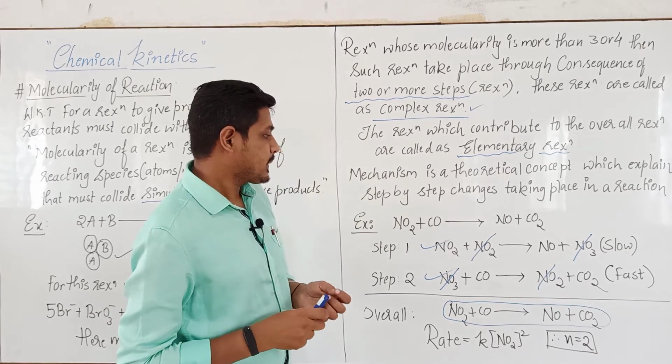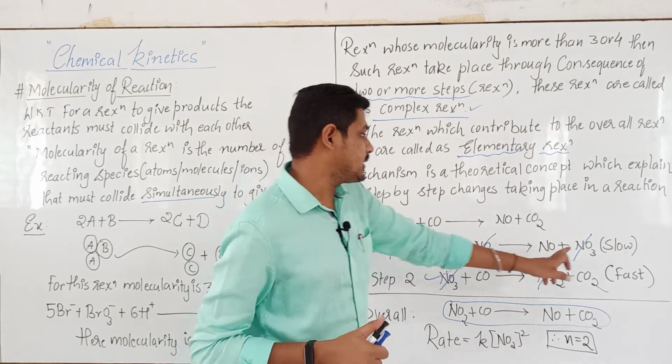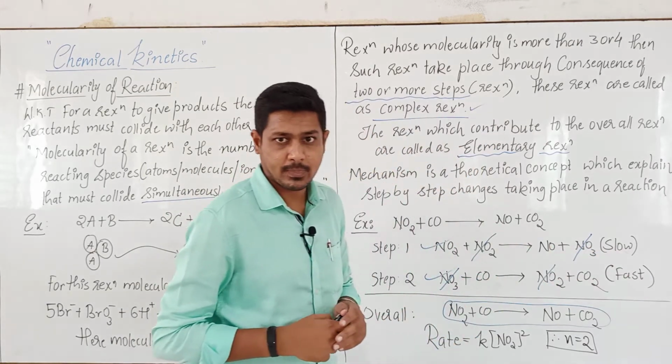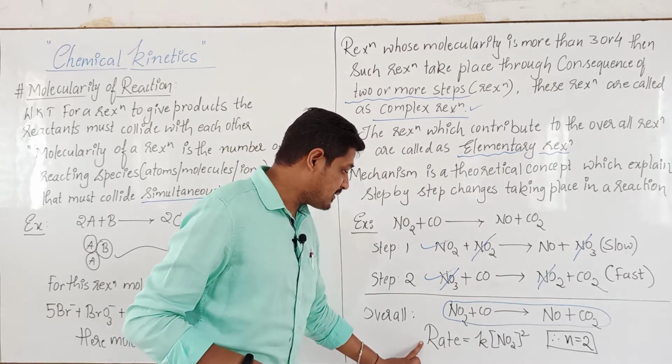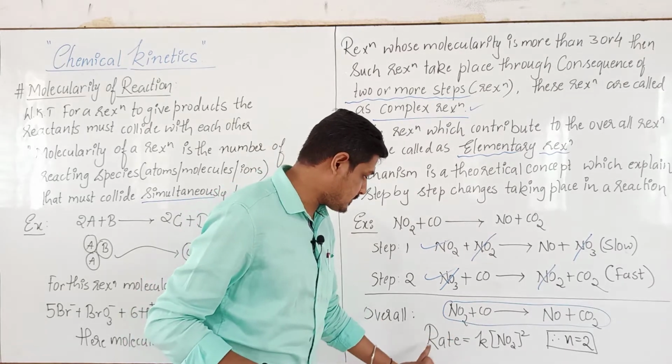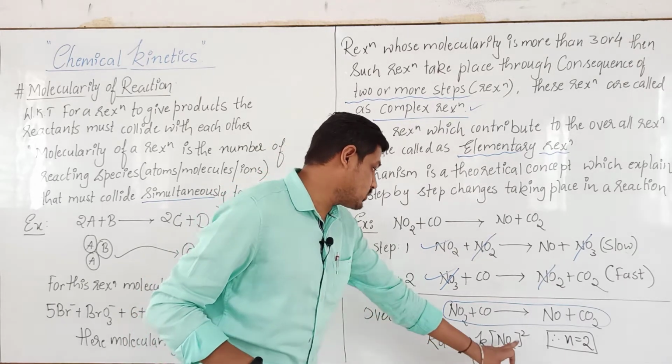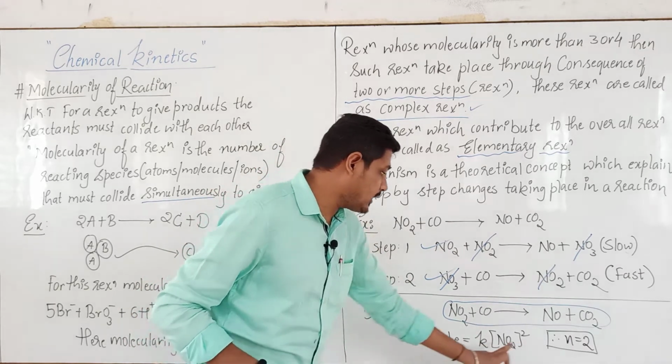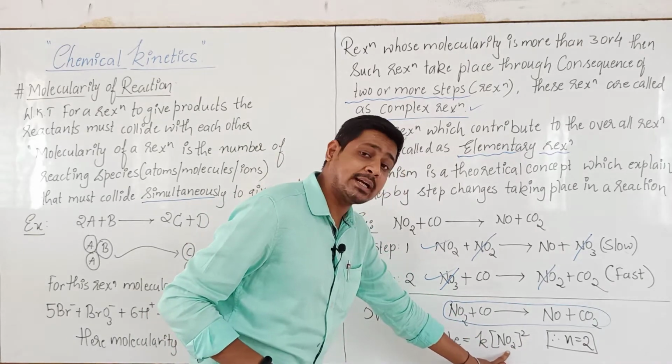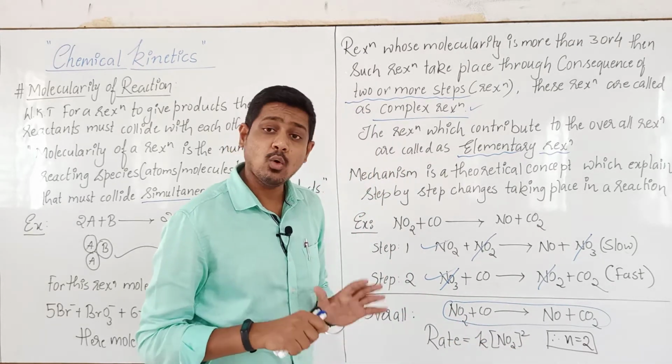Then see here, I have written slow and fast. Look here, I have written the rate for this reaction. What is the rate? Rate is directly proportional to the square of the concentration of nitrogen peroxide. Why?